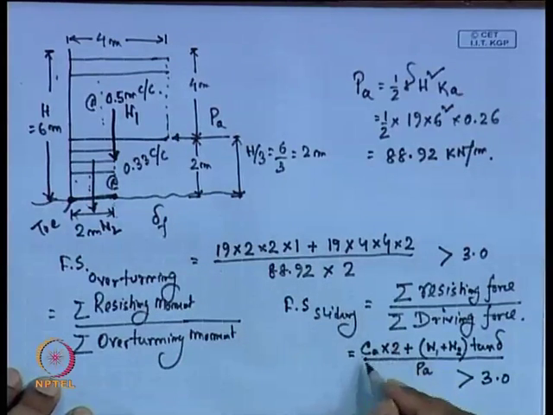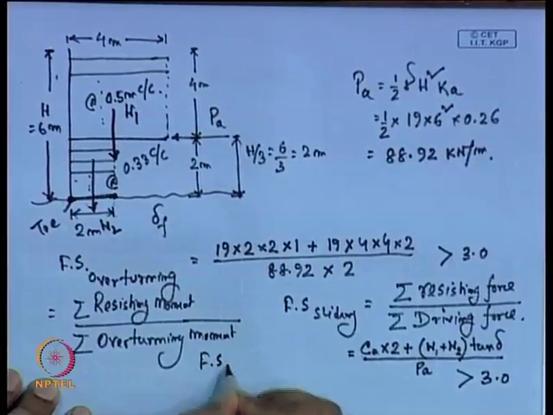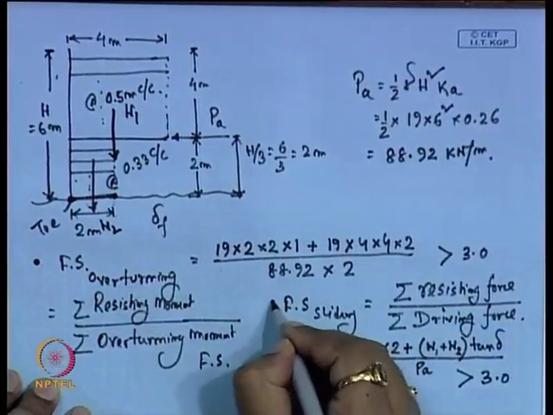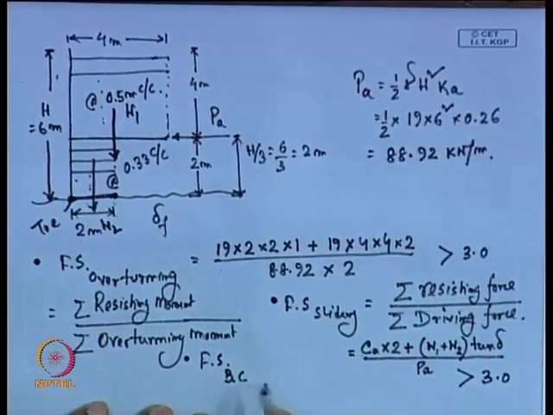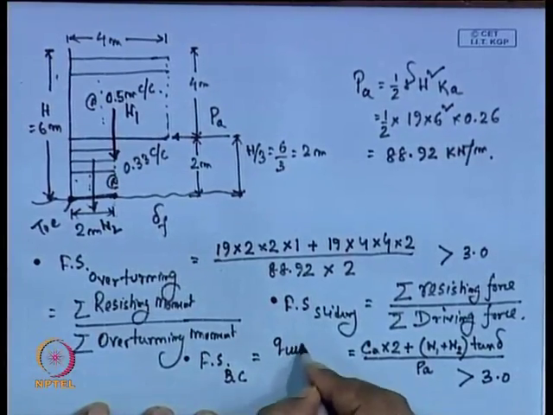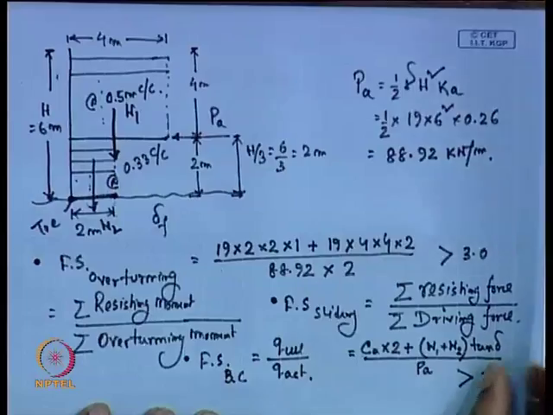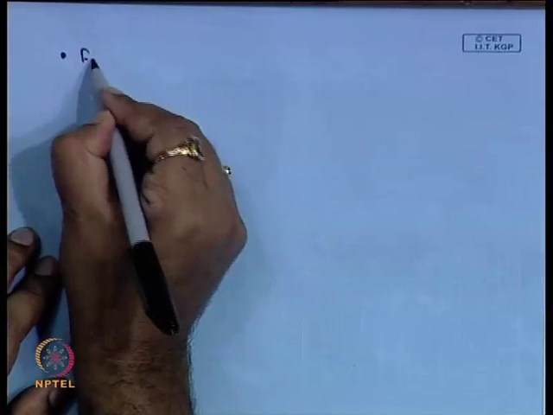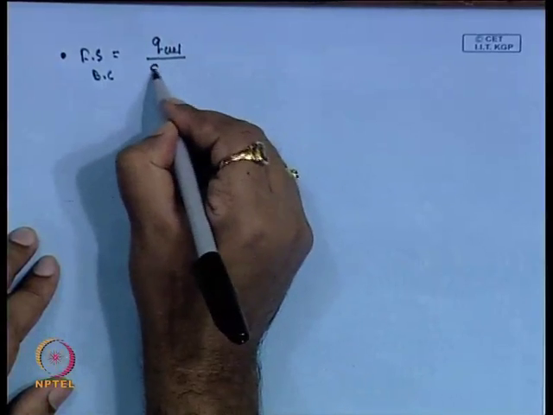So, now your C_a is 80% of C, and W1 and W2 we can calculate. This is tan delta into P_A. Similarly, for the factor of safety, this is one factor of safety, this is another factor of safety, and this is another factor of safety, the factor of safety for bearing capacity. Now, how to calculate the bearing capacity? That means Q ultimate divided by Q acting. So, how to calculate Q ultimate and Q acting? We consider the last factor of safety, that is bearing capacity, Q ultimate by Q acting.